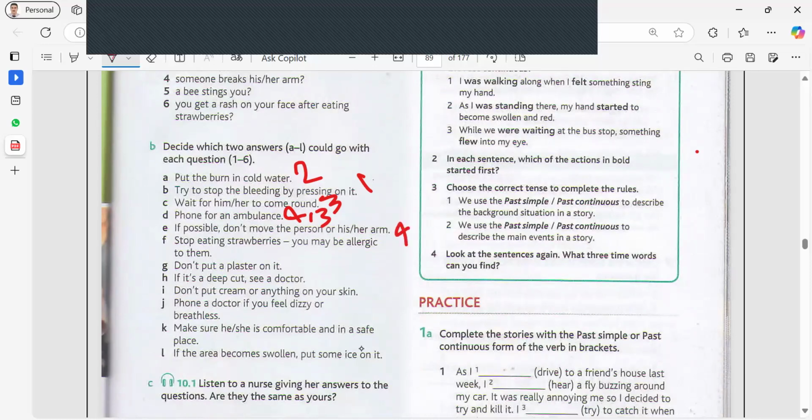I think this is someone who breaks their arm. Don't move his arm. Okay, stop eating strawberries. You may be allergic to them. Rush here. Number 6.